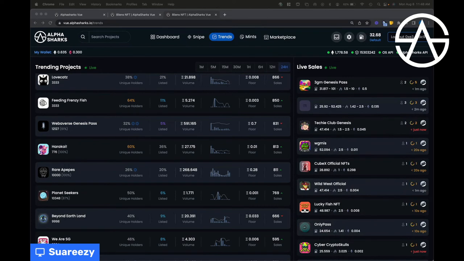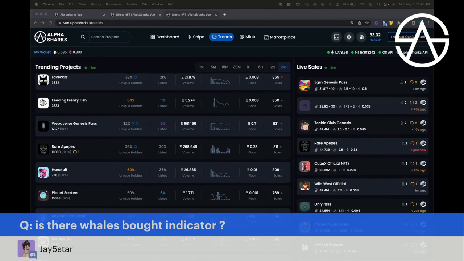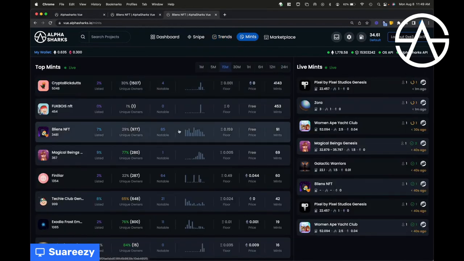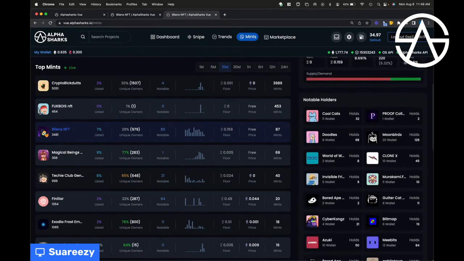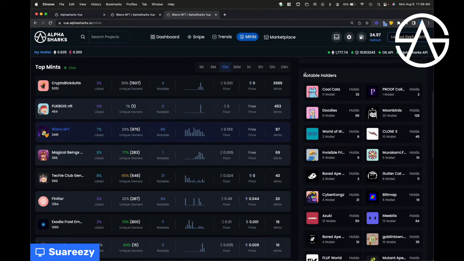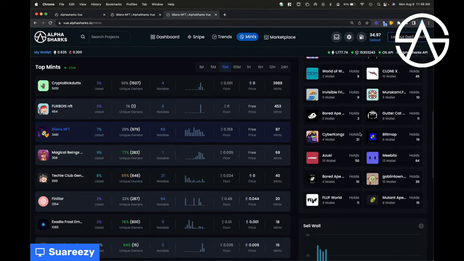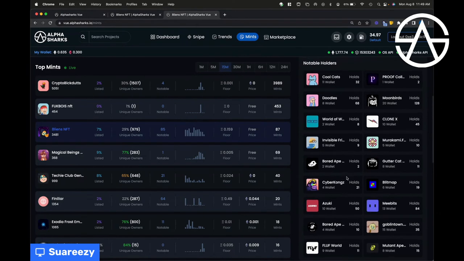We do have some more questions. JSTAR, is there a whale bot indicator? As of right now, not a whale bot indicator. What you can check are a few different metrics. If you go into the mint page itself and you go into, let's say, something like 8 lanes, you can pop up this little side view, and it gives you a nice breakdown on the notable holders who are actually in the project, who's holding it, how many wallets are holding it, and gives us nice little breakdowns of sell walls and momentum as well. So this is, I think, one of the main things that you're looking for here.